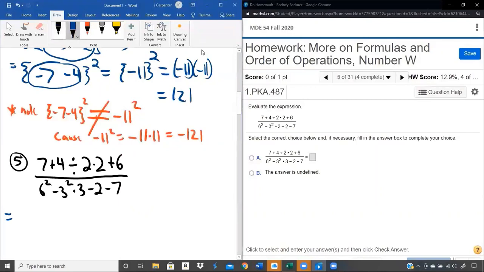PEMDAS, 4 steps, not 6. P, parentheses. There are no parentheses written here. Technically speaking, again, the way we think of fractions when they've got a bunch of steps, top and bottom, there's an imaginary parentheses here, which is why we have to do the entire top by itself, the entire bottom by itself, and then we can do the division. And when we say top and bottom, we're doing them in the appropriate PEMDAS steps.